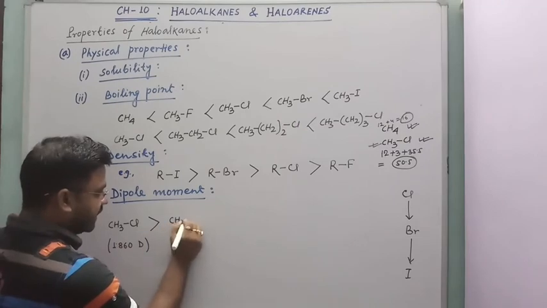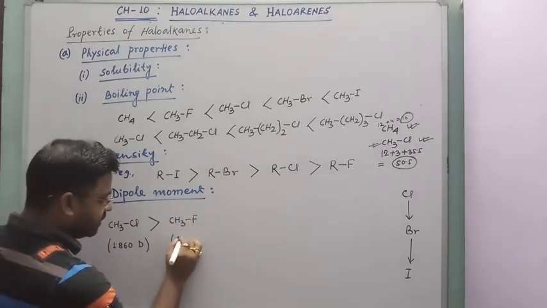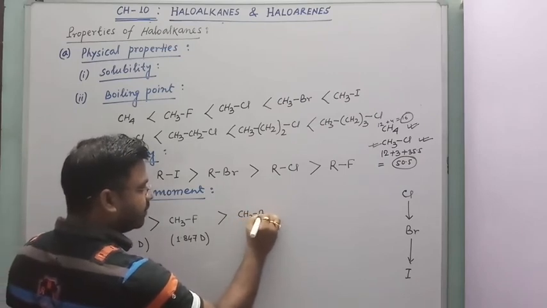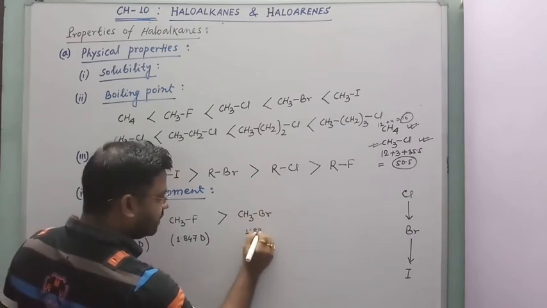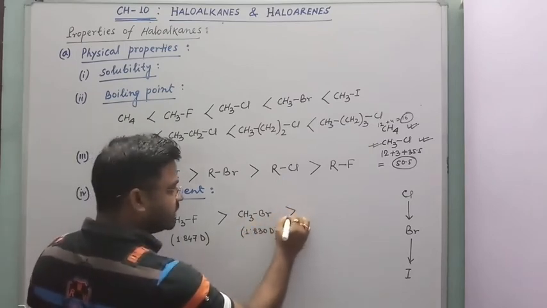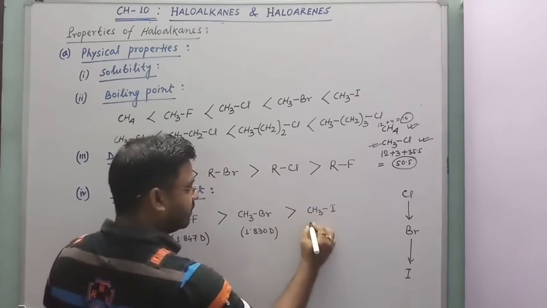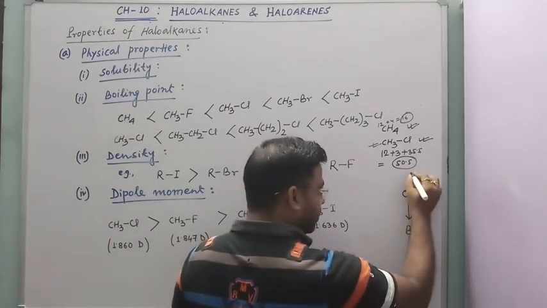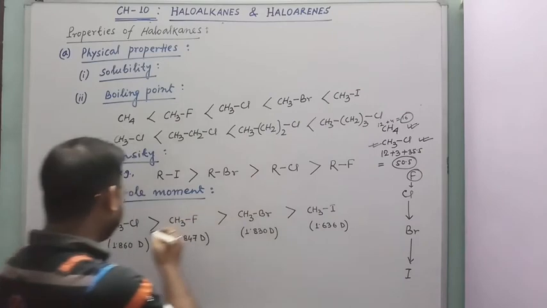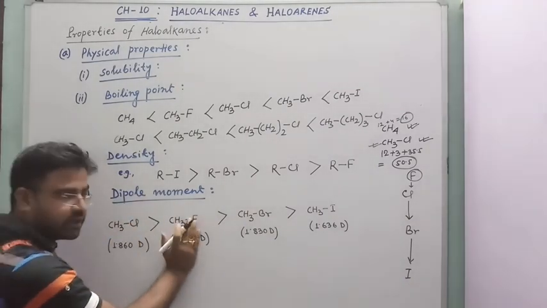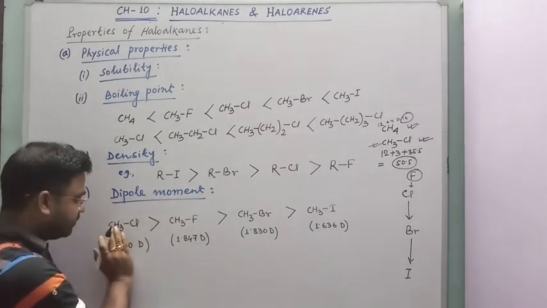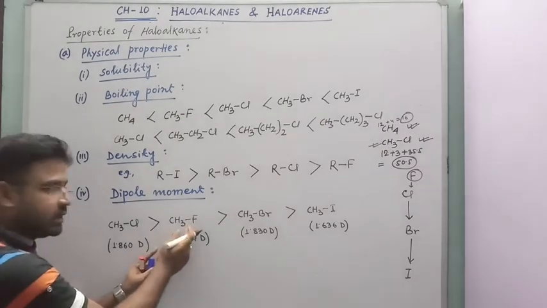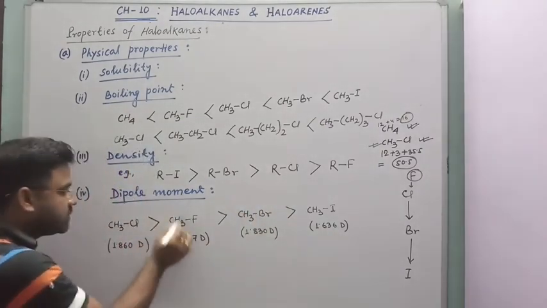Then CH3F, this is 1.847 debye. CH3Br, 1.830 debye. And lowest is CH3I, this is 1.636 debye. So fluorine, chlorine, bromine, iodine. Fluorine has the highest electronegativity value. So yahan pe exceptional case. Chlorine sabse zyada hai. Uske baad aata hai fluorine. So chlorine, uske baad fluorine, then bromomethane, iodomethane continuously decreases. Normally kya hona chahiye tha, fluoromethane, chloromethane, bromomethane, iodomethane, but here is exceptional.